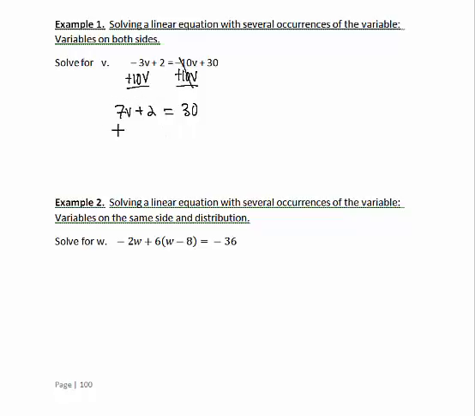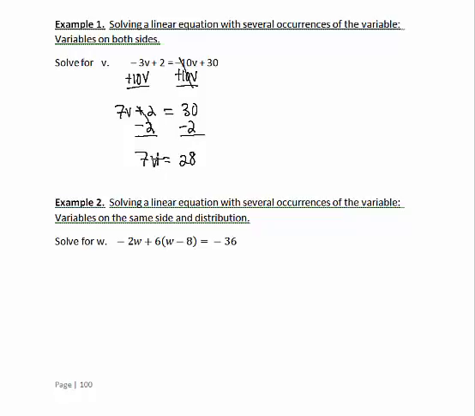Focus on the side with the variable. There's a 7 and a 2. We want to get rid of those two numbers so that v's by itself. We must get rid of the 2 first by subtracting it from both sides. 30 minus 2 is 28.